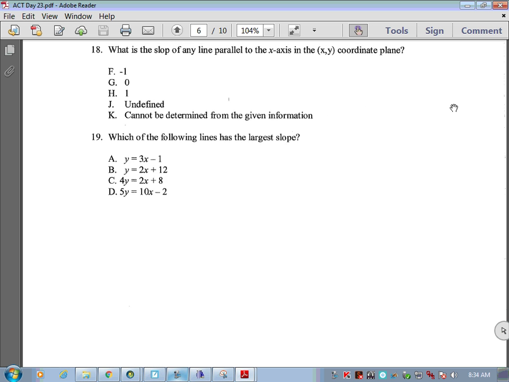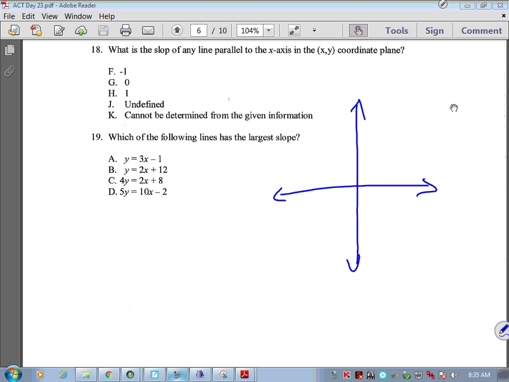What is the slope, not the slop, what is the slope of any line parallel to the x-axis in the xy coordinate plane? All right, so let's say that this is my xy coordinate plane. This is my y-axis. This is my x-axis. So they're saying what is the slope of any line that's parallel to the x-axis? It would have to be a horizontal line, correct? A horizontal line has run but no rise.